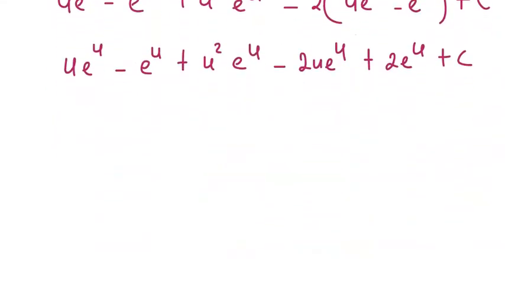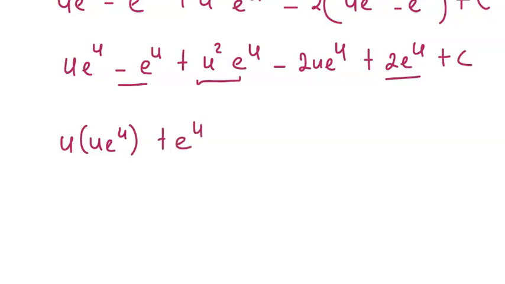So first we have this one, which is u squared times e to the power of u, which we can write as u into bracket u times e to the power of u. So let's just continue. So here we have negative e to the power of u plus 2e to the power of u, which will give us positive e to the power of u, right? And here we have u e to the power of u multiplied by minus 2u e to the power of u, which will give us negative e to the power of u, and then we have our plus c.